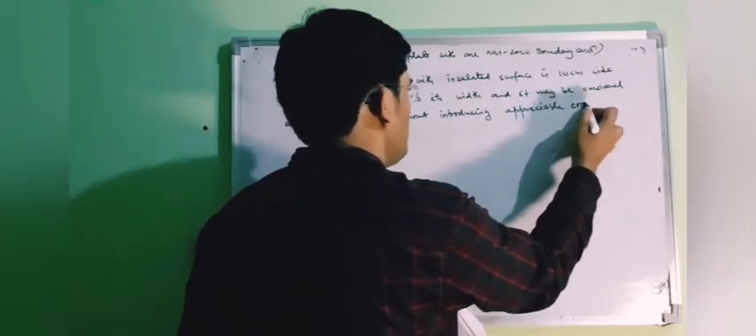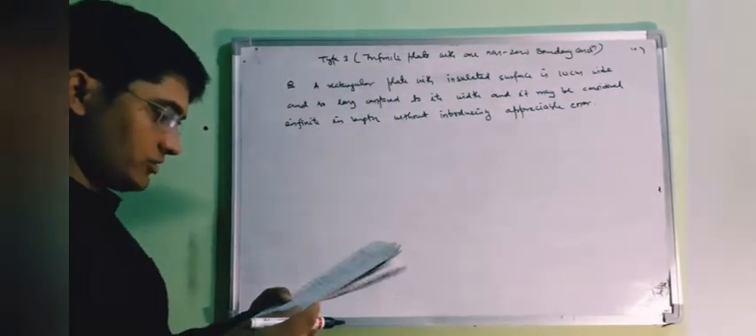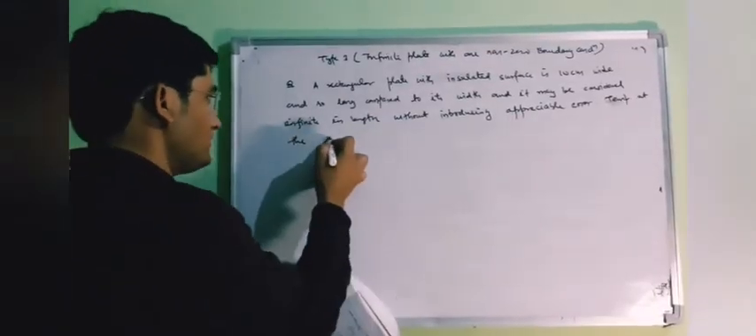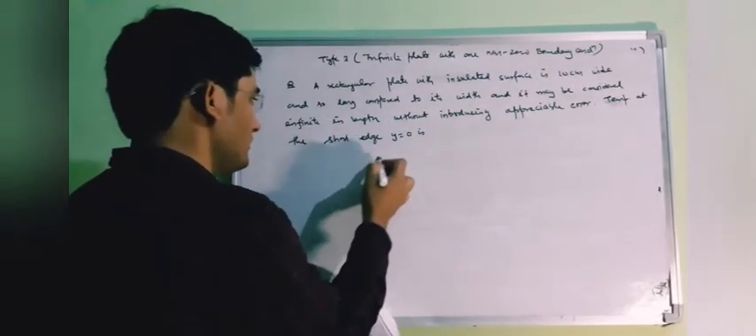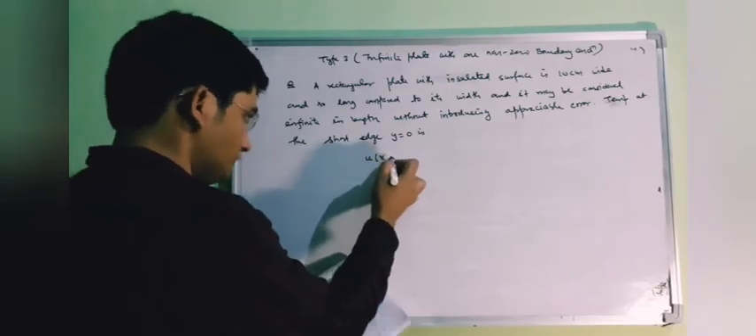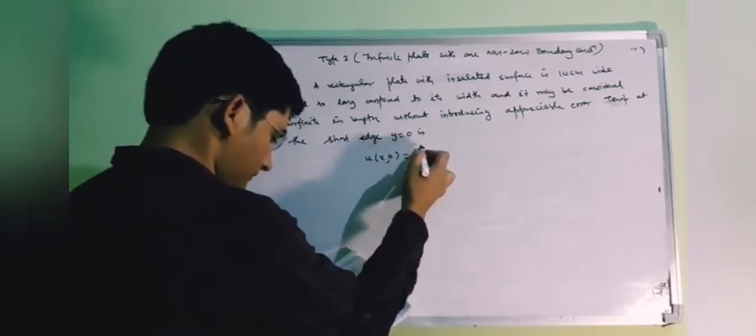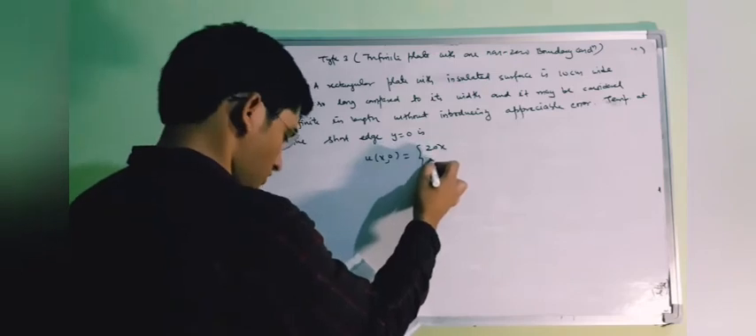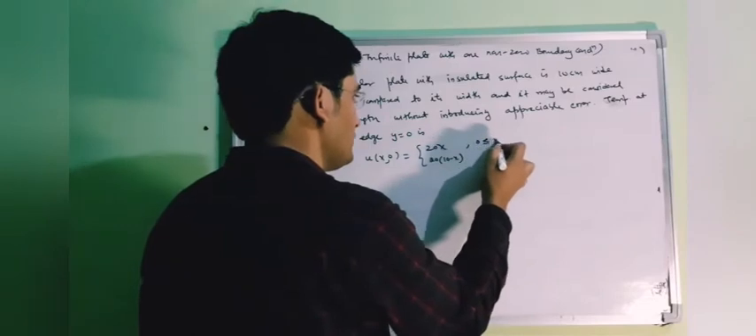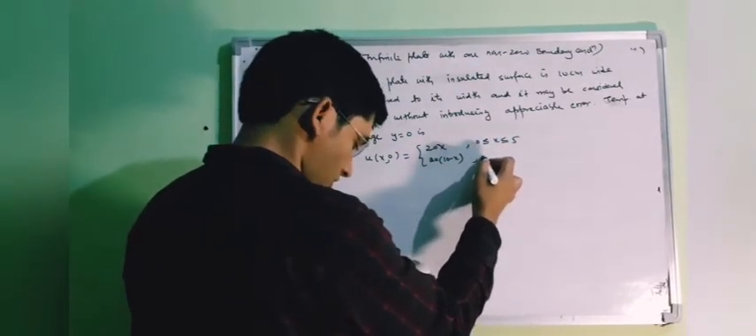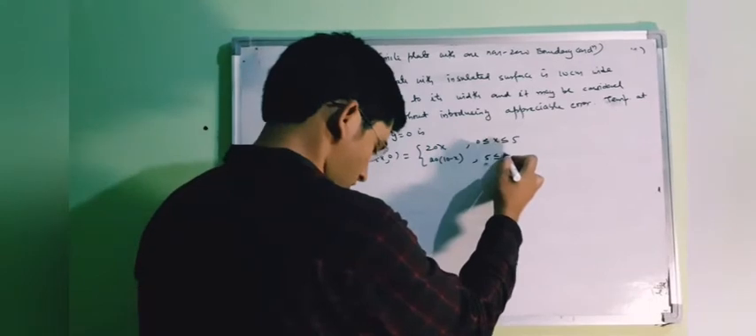Without introducing any appreciable error. So find the temperature at the short edge, y equal to 0, which is u(x,0) equal to 20x when x is between 0 to 5, and 20(10 minus x) when x is between 5 to 10.